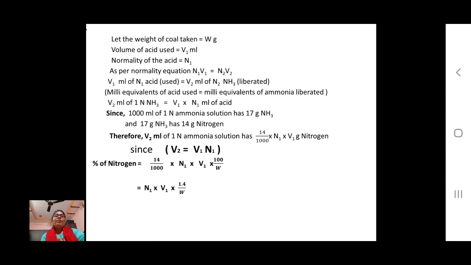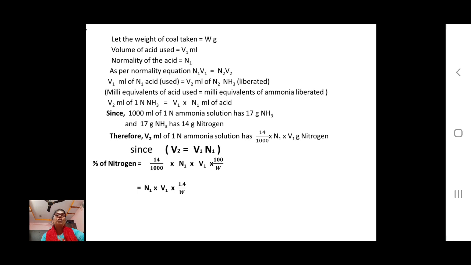So V1 ml of N1 acid used is equal to V2 ml of N2 ammonia liberated. How much acid is used? That is called milli-equivalent of V1 and N1. This is milli-equivalent of acid, and V2 and N2 is milli-equivalent of ammonia. Always remember, this is the acid-base relation. So V2 ml of 1 N ammonia is equal to V1 into N1.